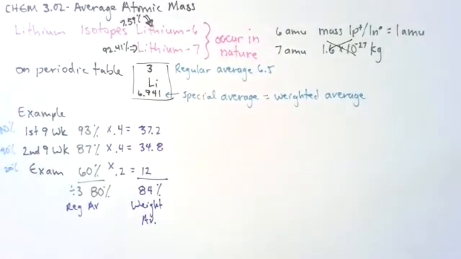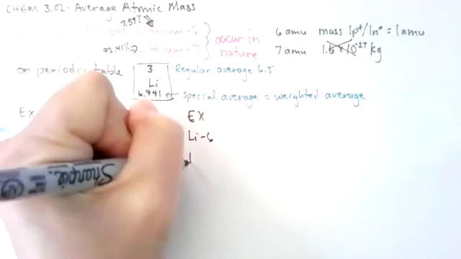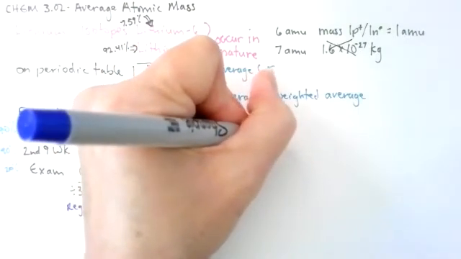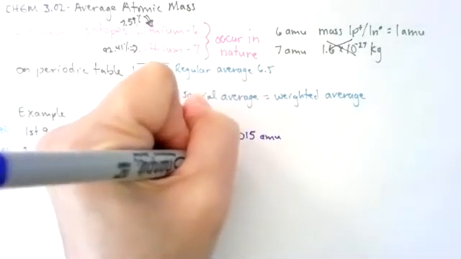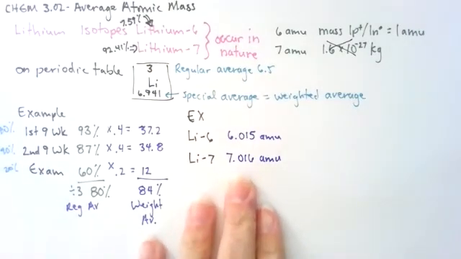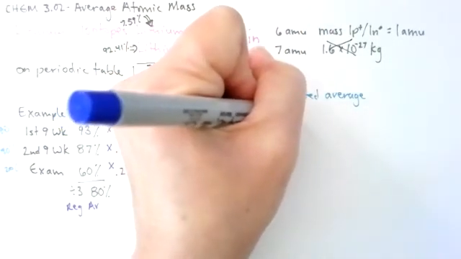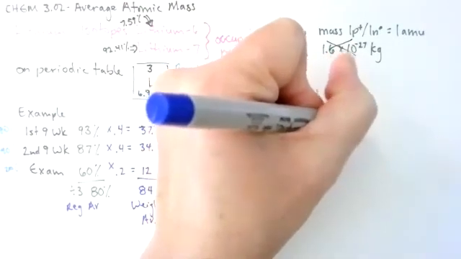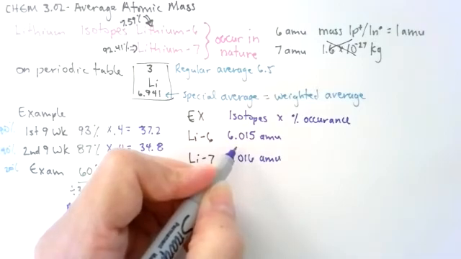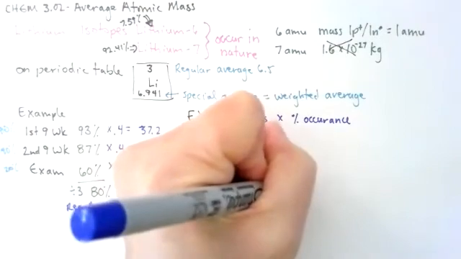Well, we do the same thing with our elements. So let's do another example. Now I oversimplified the masses a little bit. So I have lithium 6 and I have lithium 7. The actual mass of lithium 6 is 6.015 AMU, and the actual mass of lithium 7 is 7.016 AMU. So the first thing you're going to do is to list out your isotopes. So here we have my isotopes. And we're going to multiply this by the percent occurrence in decimal. It turns out that lithium 6 is 7.59%. We have to change that to 0.0759.